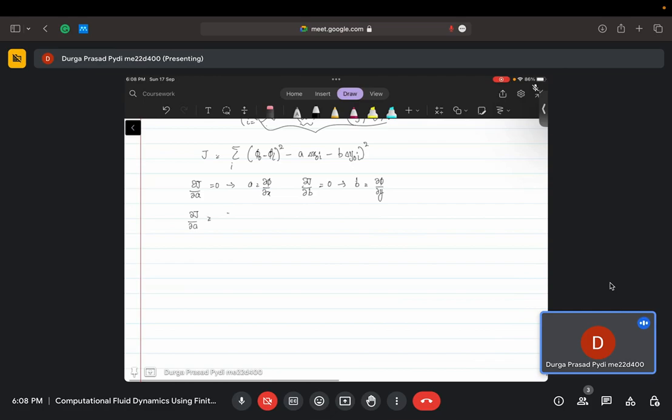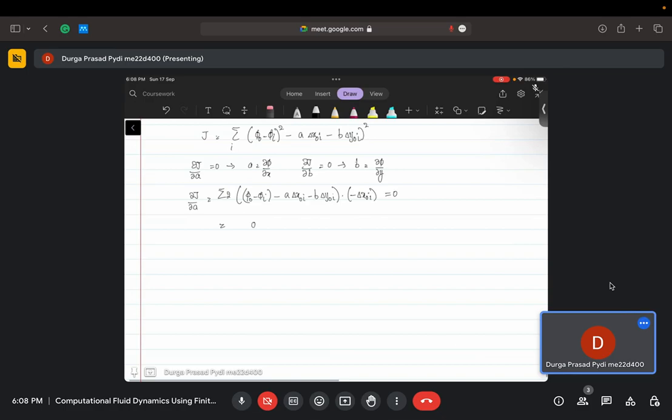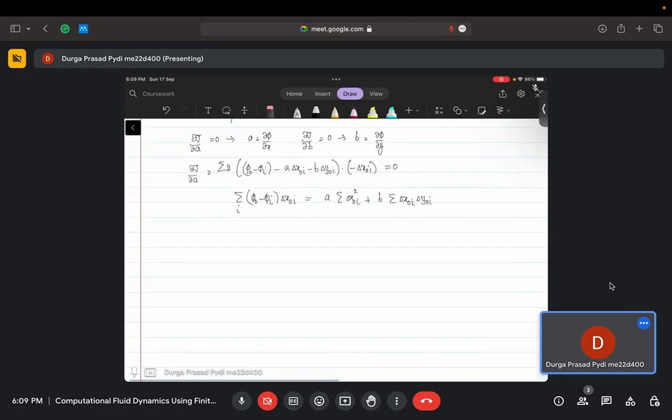So del z del a is essentially 2 times summation of minus phi I times minus delta x 0 I equals 0. So which comes down to summation of phi 0 minus phi I times delta x 0 I equals a times sigma delta x 0 I square plus b times sigma delta x 0 I delta y 0 I. So this is one equation.